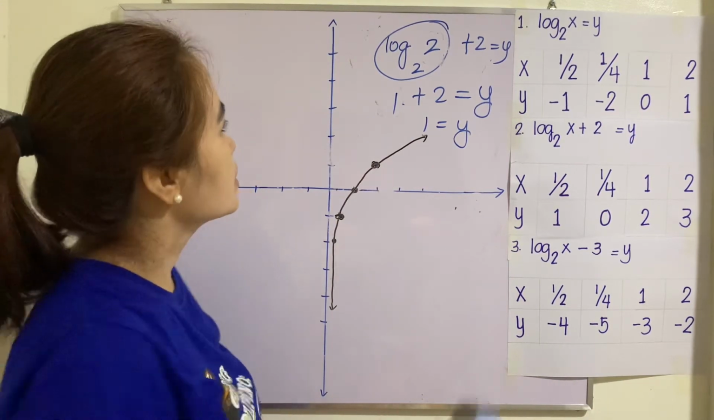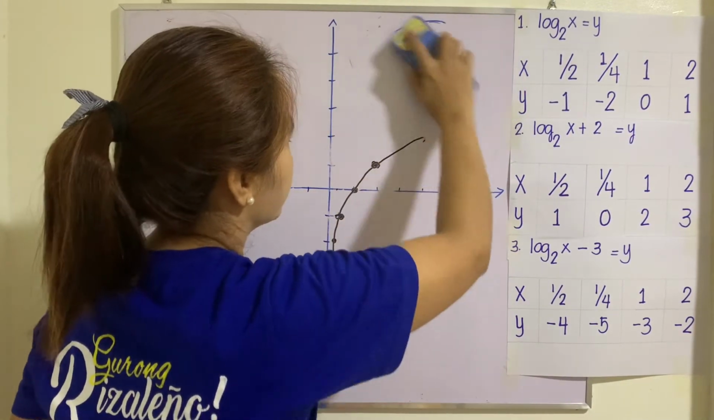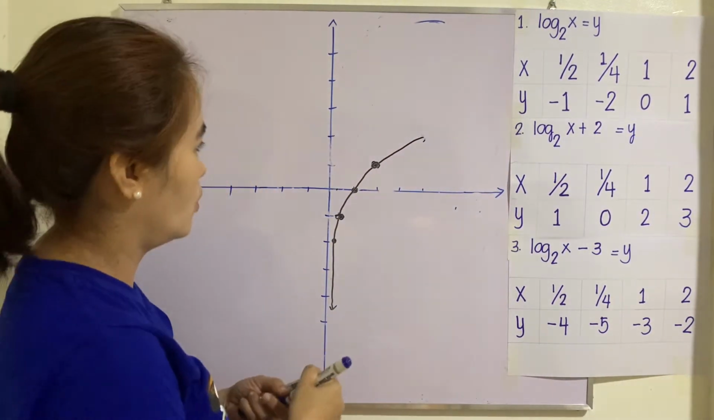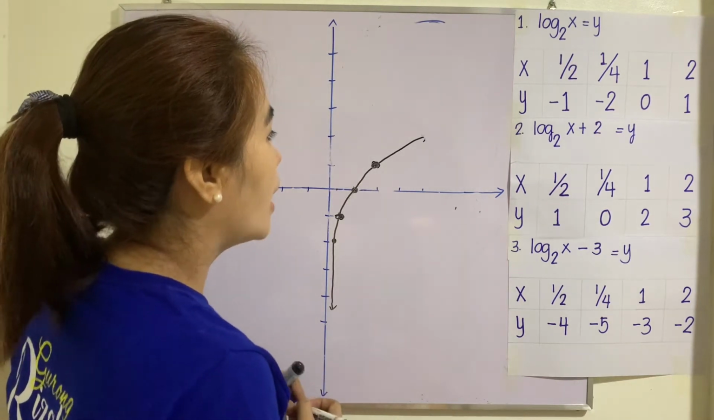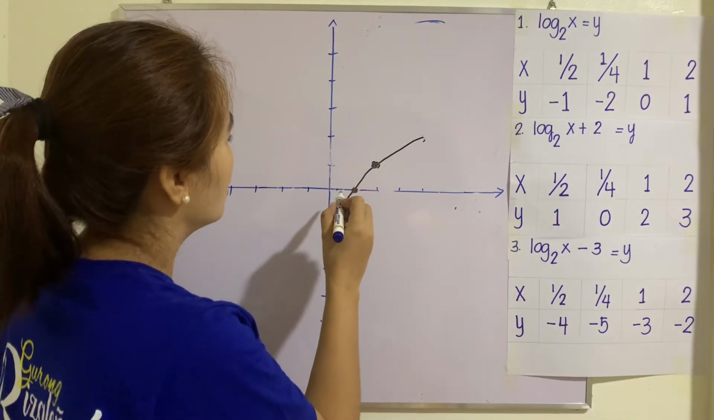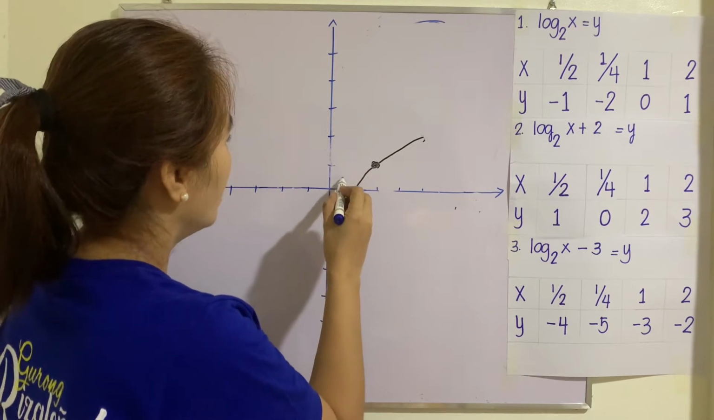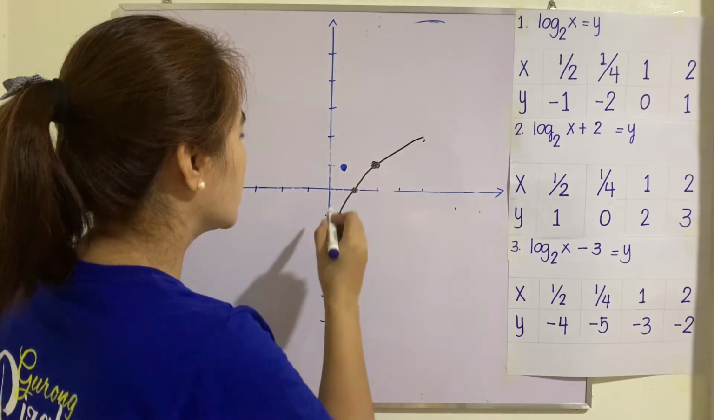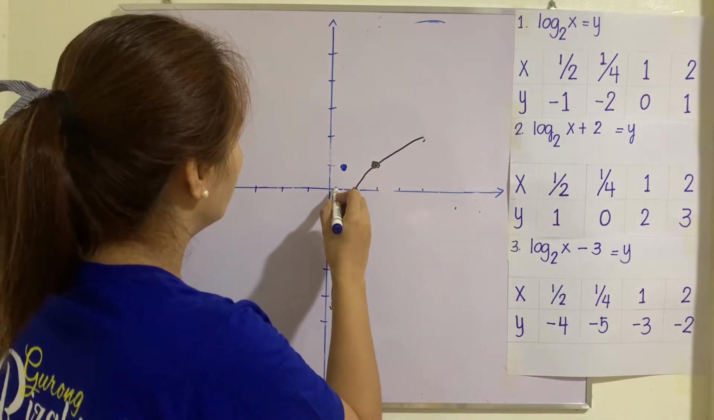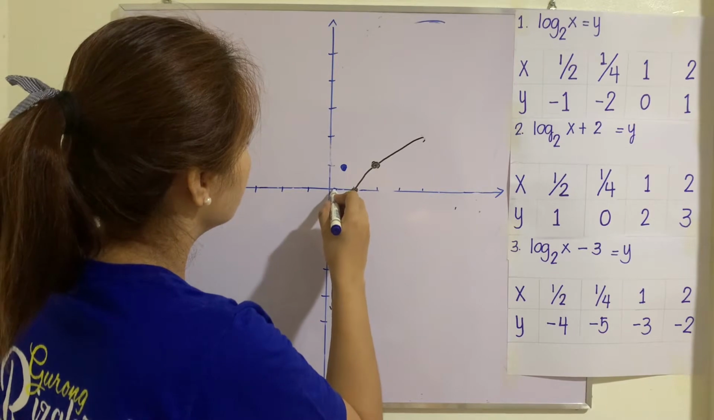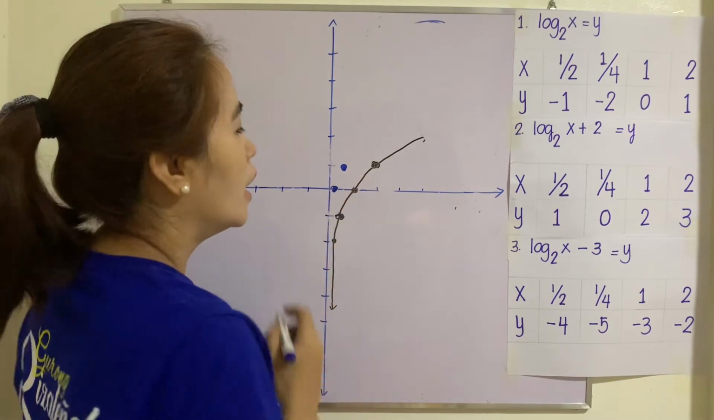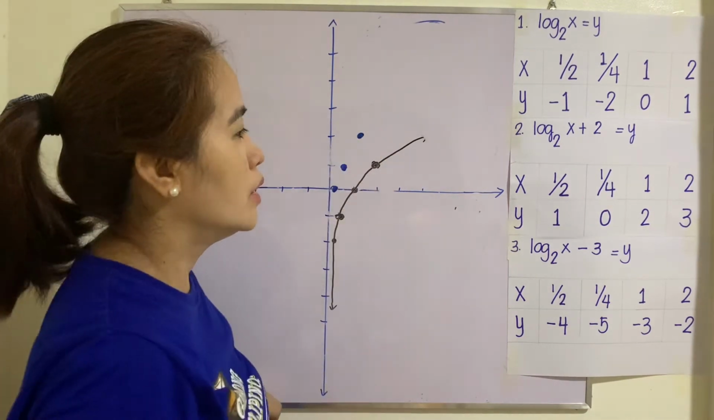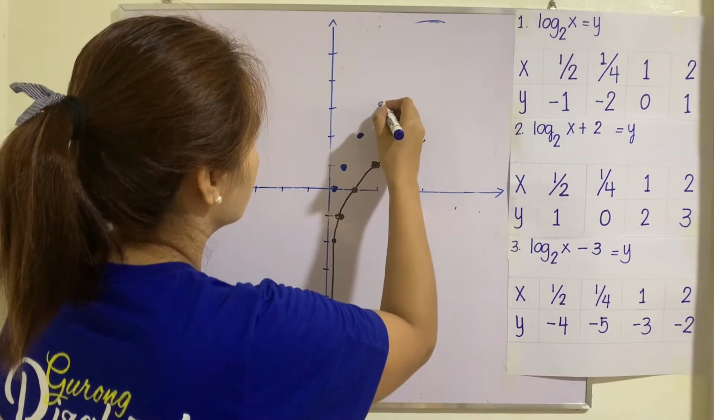Okay, so let's graph it now. Let's see the behavior of the graph. So we have 1/2, 1. Where is 1/2, 1? 1/2 and then 1. And then we have 1/4, 0. This one. And then we have 1, 2. This one. And then we have 2, 3. This one.